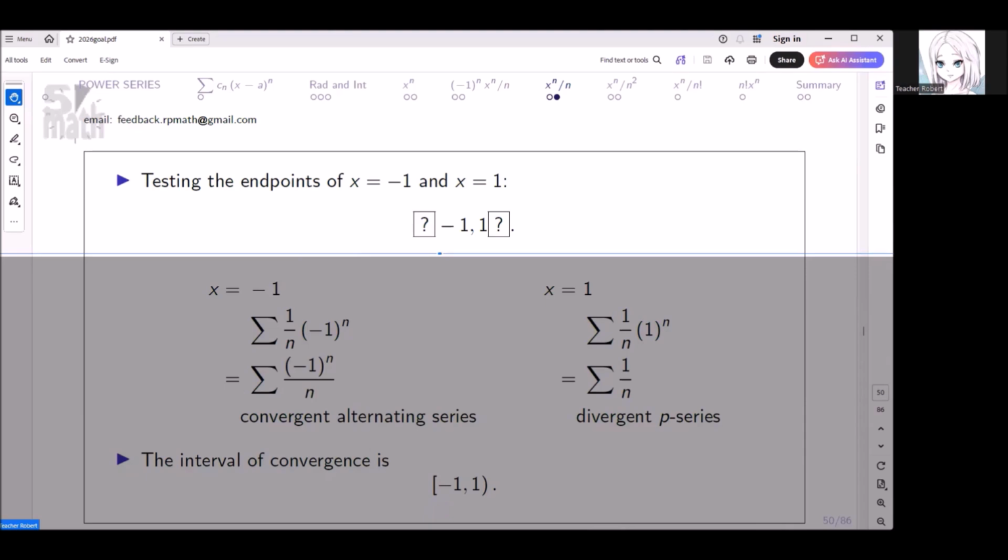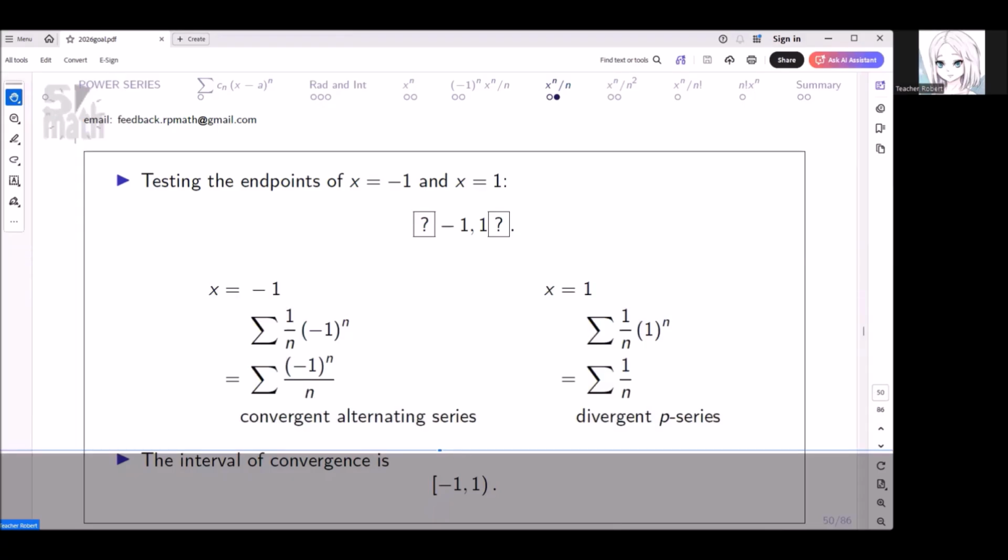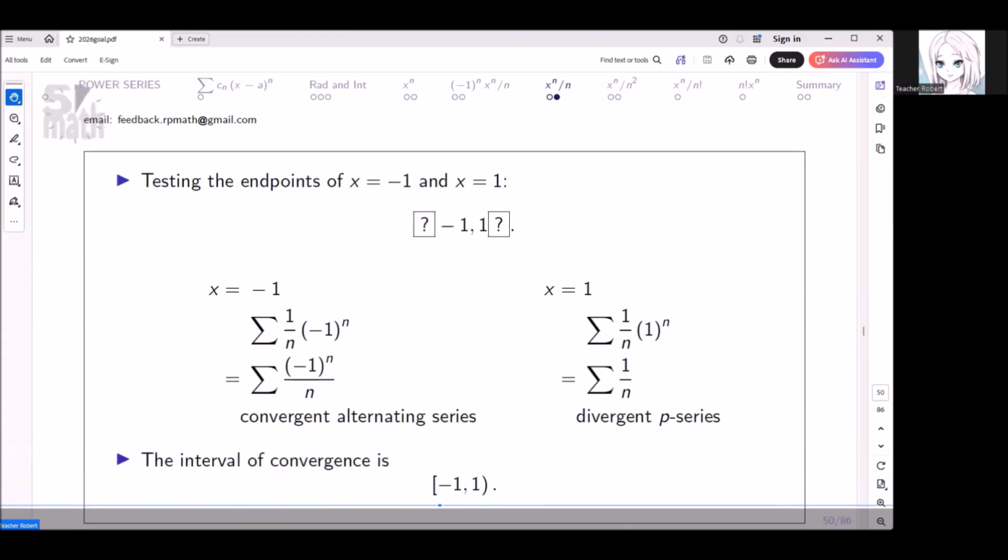Testing the endpoints of x equals -1 and x equals 1, we have this. X equals -1, convergent alternating series. X equals 1, divergent p-series. The interval of convergence is the following.